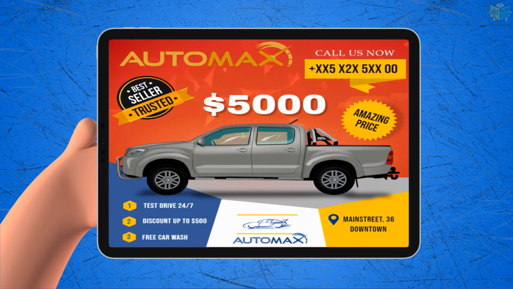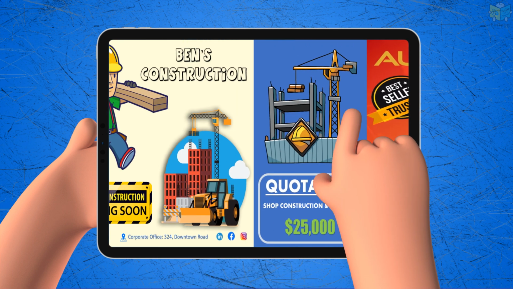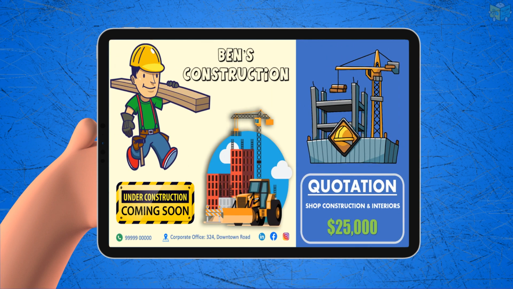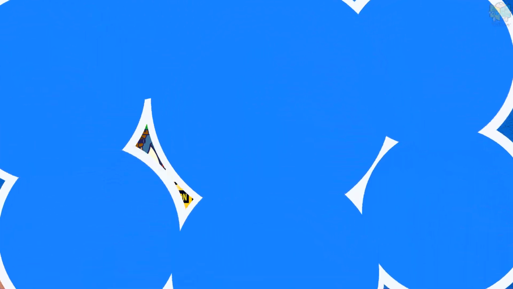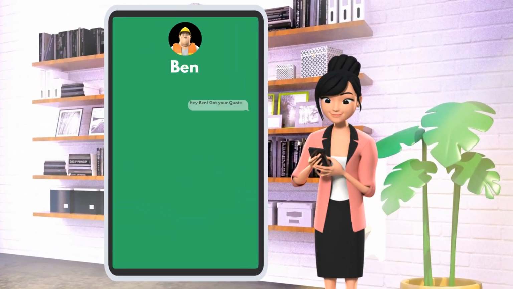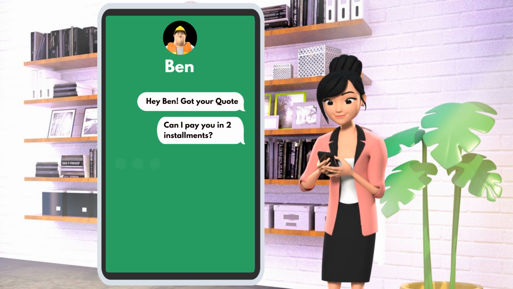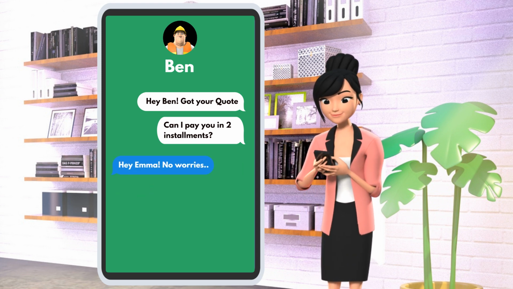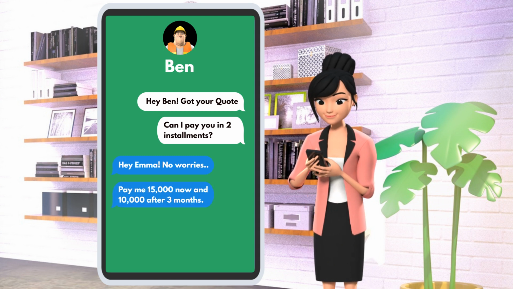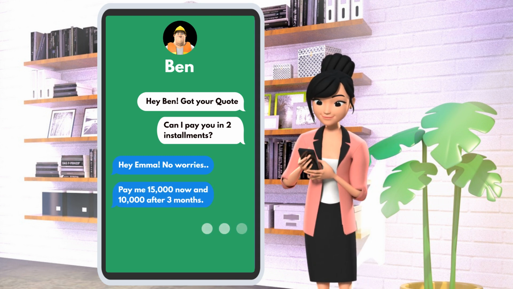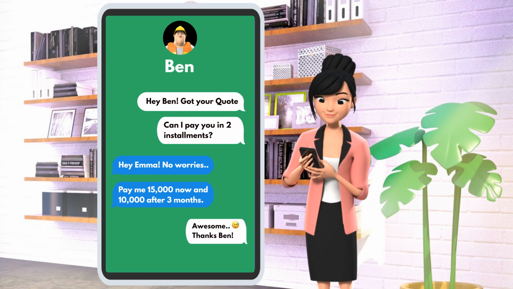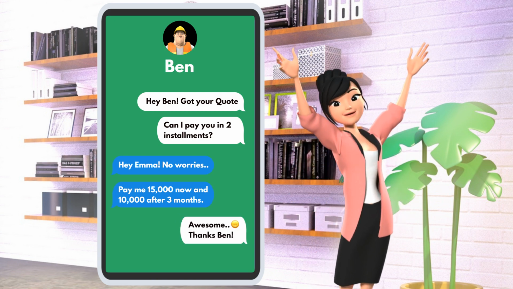Emma will be able to buy the pickup truck for $5,000. She estimates that the construction and setup cost for the shop will be around $25,000. Ben, the contractor, is her friend, and he has agreed to accept the payment in 2 installments. $15,000 will be paid today, and the remaining $10,000 will be paid to Ben after 3 months.